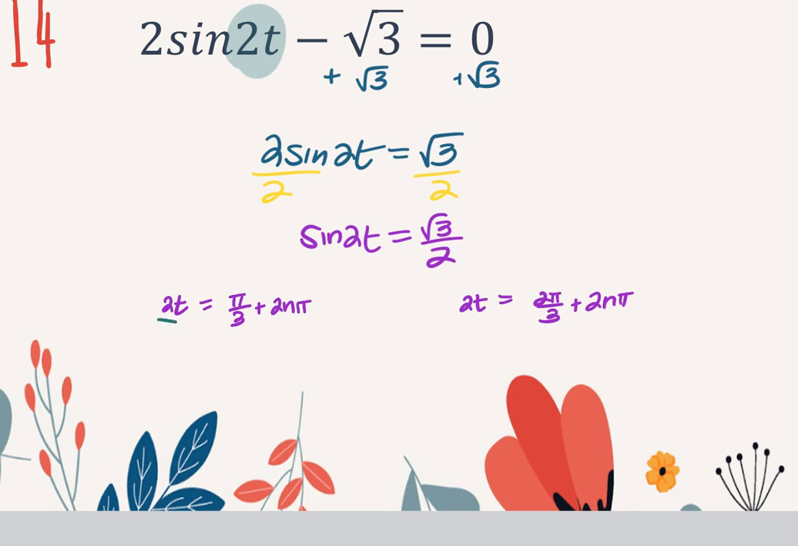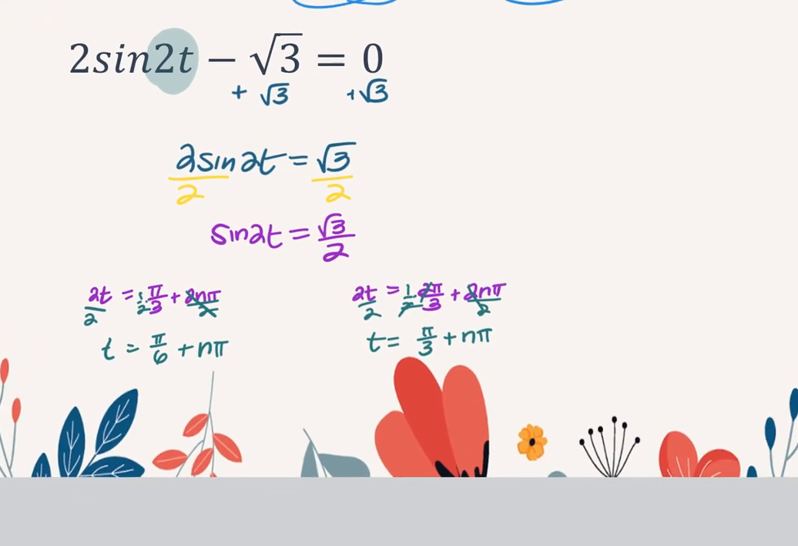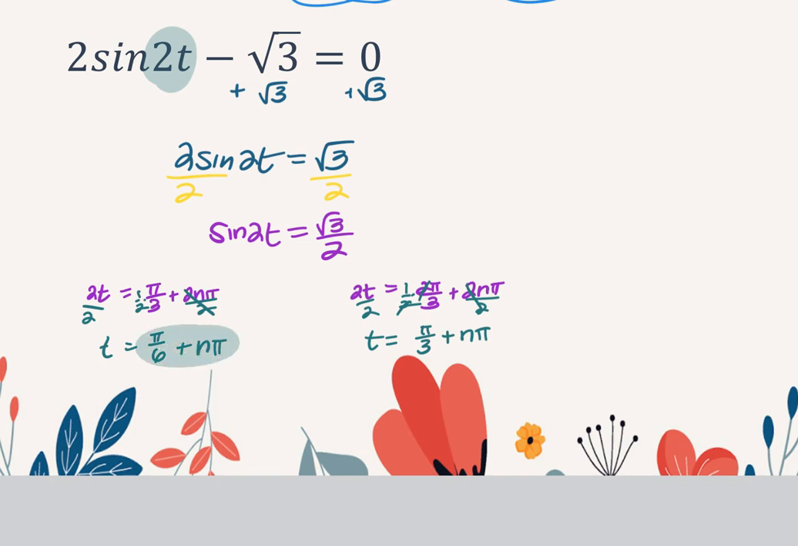And then the last step would be to divide both sides by 2. So multiply by 1/2 here, divide by 2. Multiply by 1/2 here, divide by 2. Pi over 6 plus n pi, and, well, the 2 cancels, and pi over 3 plus n pi. And those are your two answers.